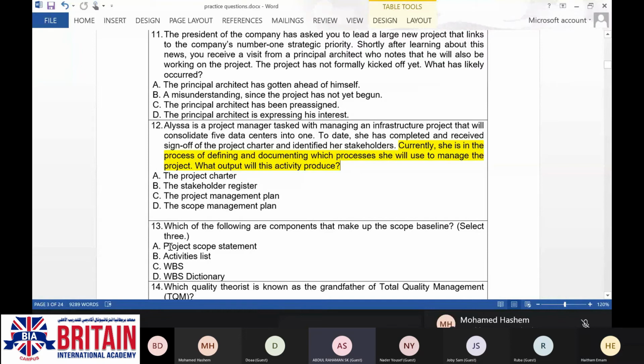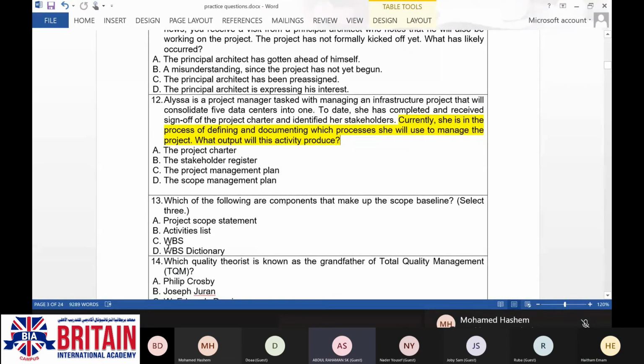Which of the following are components that make up the scope baseline? First, option A, the project scope baseline. Listen. Again, you need to read your question carefully. Which of the following are components that make the scope baseline? Select three. You have to pay attention to each and every letter in your question.